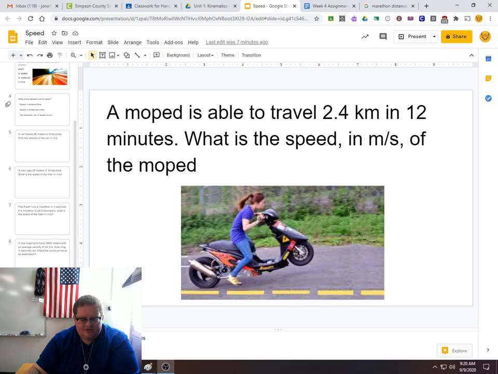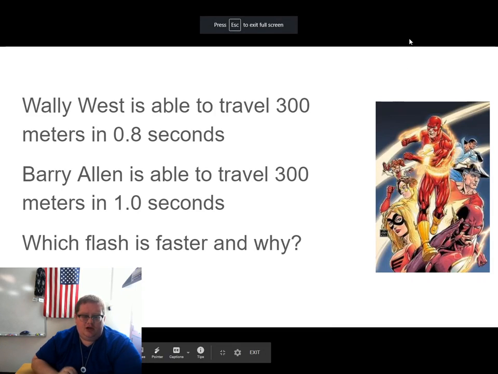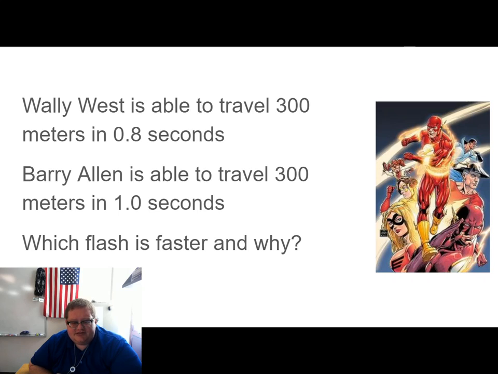So you should have this PowerPoint here. We're going to go through a couple of things together. So first of all, Wally West is able to travel 300 meters in 0.8 seconds, whereas Barry Allen is able to travel 300 meters in 1 second. Which flash is faster and why?